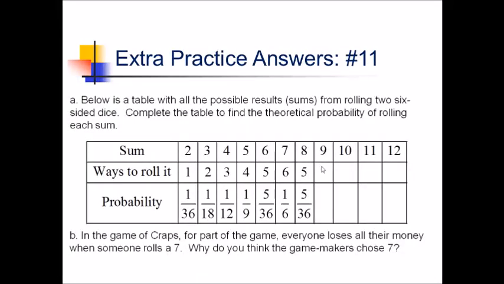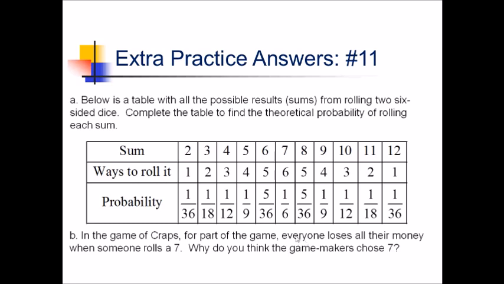And with 9, as our numbers get higher, there's less and less ways to roll it. So this is down to 4 again. So that's, again, 1 out of 9. 10 is down to 3, so 1/12. 11, well, you either need a 5 and a 6 or a 6 and a 5, so 2 different ways, 1 out of 18. And then to get a 12, again, you need 2 6s. There's only one way to do that, so that's 1 out of 36.